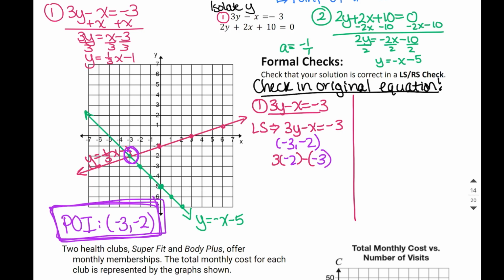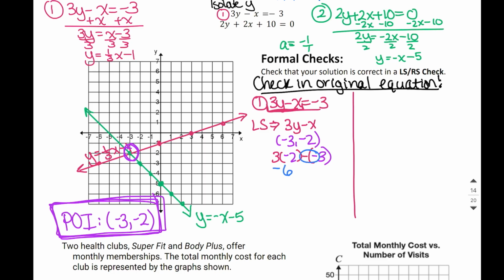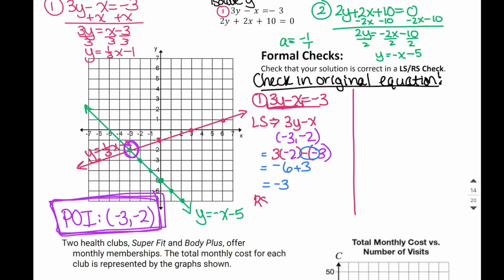And my bad, I'm very sorry. I said let's just do the left side, and the left side should just be 3y minus x, right? This is the left side of my equation right here, okay? So 3 times -2 is -6. Minus -3 means +3 right here. Put your equal signs in front. So -6 plus 3 is -3. We also know that the right side is equal to, and if you look at your equation right here, the right side says -3. This is my right side of my equation. So right side equals -3. So now we can say left side equals right side, check.